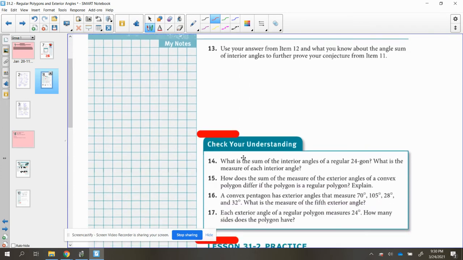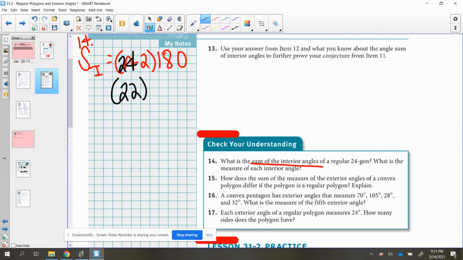Okay, we want to figure out what is the sum of the interior angles of a regular 24-gon. Well, again, the sum of the interior angles, this is number 14, we said is the n minus 2 times 180 formula. And if it's a 24-gon, we're going to plug in 24. So 22, after we subtract away 2, times 180 is 3,960 degrees.